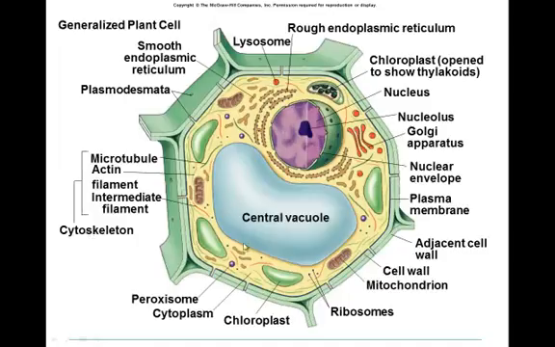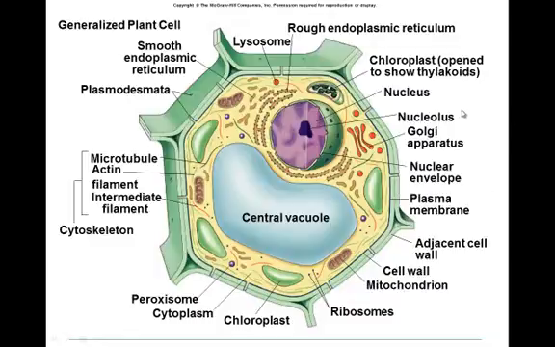A generalized plant cell: the central vacuole has a large area. We don't really see these lines if we look through a light microscope. We'll just see this central area that doesn't have much. And in plant cells, we can see these chloroplasts quite easily, these green discs with the green pigment chlorophyll. And of course it has a rigid cell wall outside the cell membrane here.